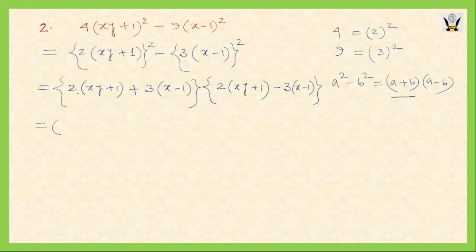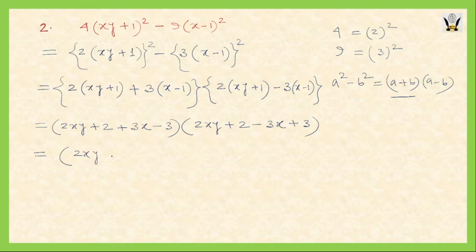So if we simplify further, then it will be 2xy then plus 2, and then from this term it will be 3x and then minus 3. Then from the second term it is 2xy then plus 2 and then minus 3x and then plus 3. So from the first term we will have 2xy and 3x, they are unlike terms, so we cannot simplify further. So 2xy plus 3x, but these two constant terms we can simplify a little bit. 2 minus 3, it will finally be minus 1.